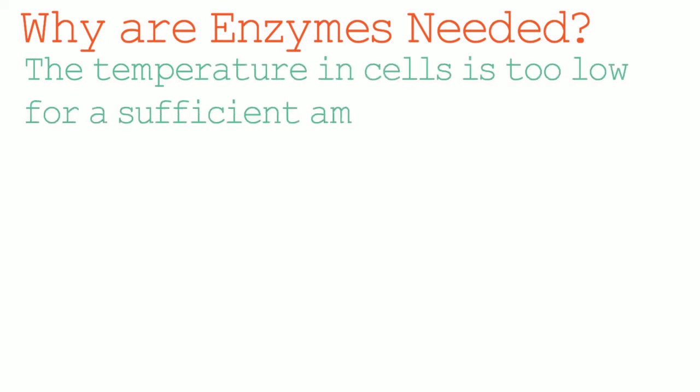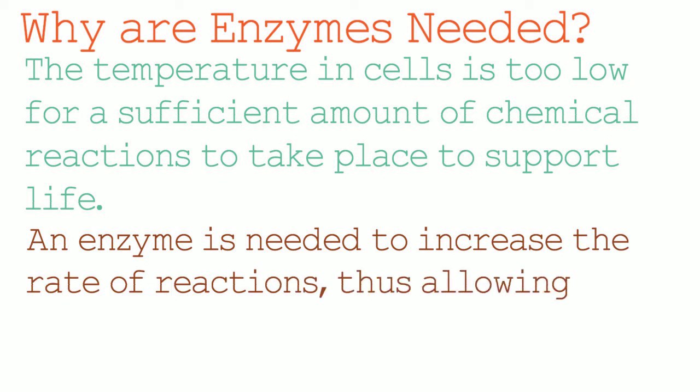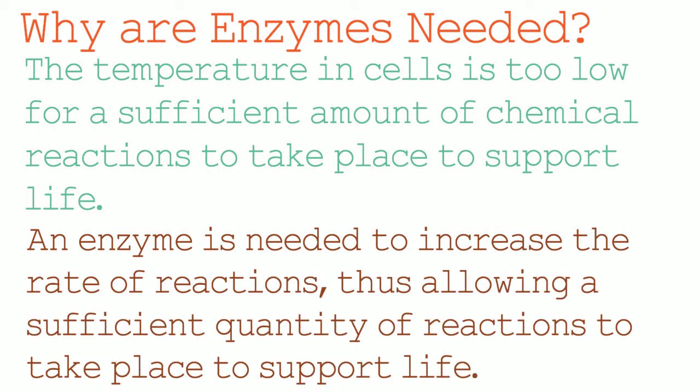But why are enzymes actually needed? Enzymes are needed in cells because the temperature in cells is too low for a sufficient amount of chemical reactions to take place to support life. Therefore, an enzyme is needed to increase the rate of reactions, thus allowing a sufficient quantity of reactions to take place to support life. The cells in a human body are at a temperature of 37 degrees, which produces too few reactions, hence why enzymes are needed.